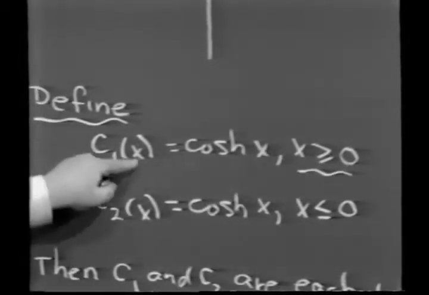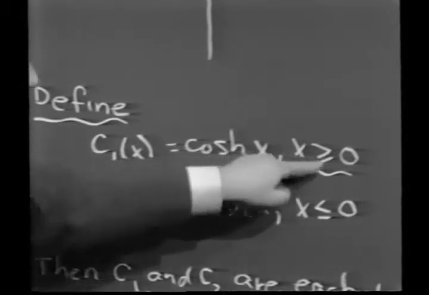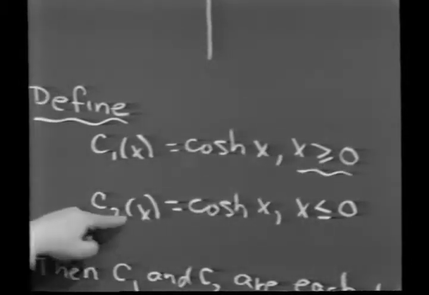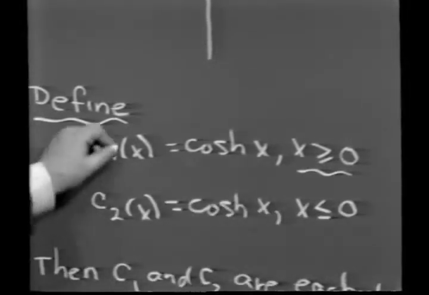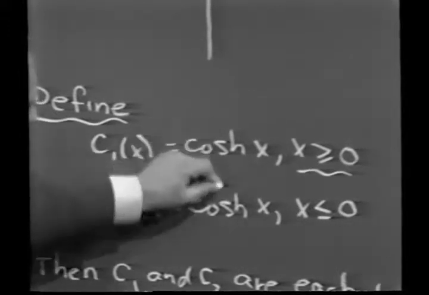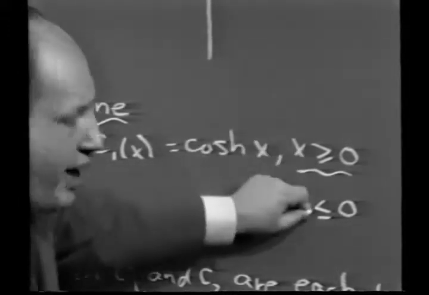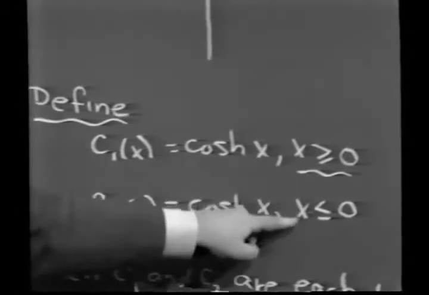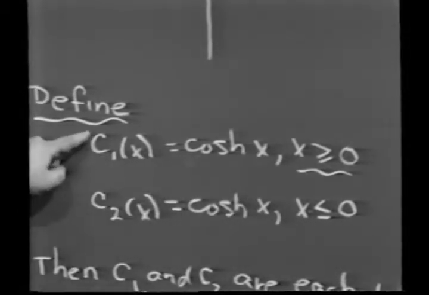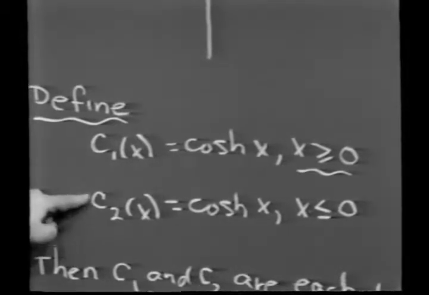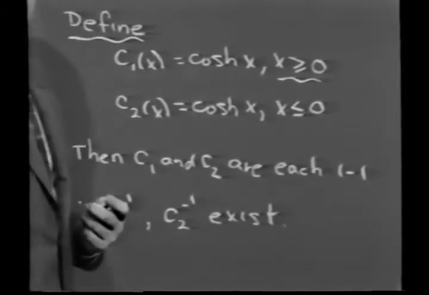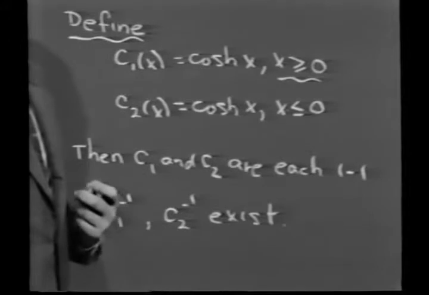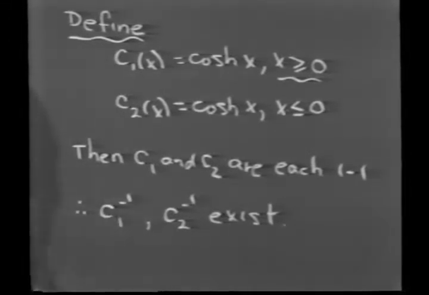At any rate, I define c1 to be cosh x, where x is at least as big as 0. I define c2 of x to be cosh x, where x is no bigger than 0. In other words, these two functions are different because even though the functional relations are the same, the domains are different. The interesting point is that cosh x is the union of c1 and c2. But the important point is that both c1 and c2 are one-to-one, and because they're one-to-one, their inverses exist. In other words, I can talk meaningfully about c1 inverse and c2 inverse.